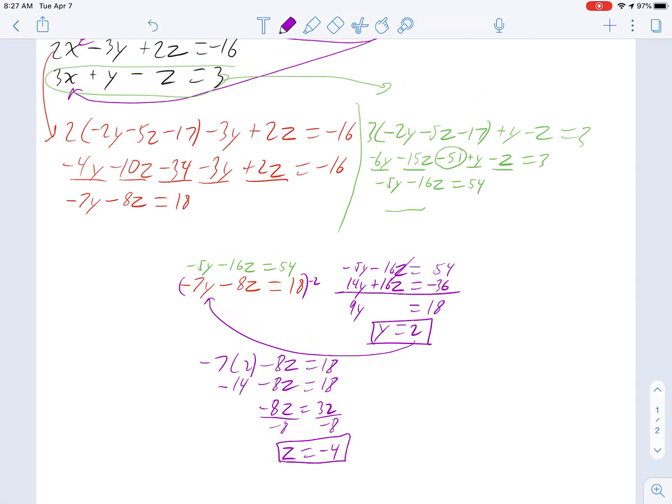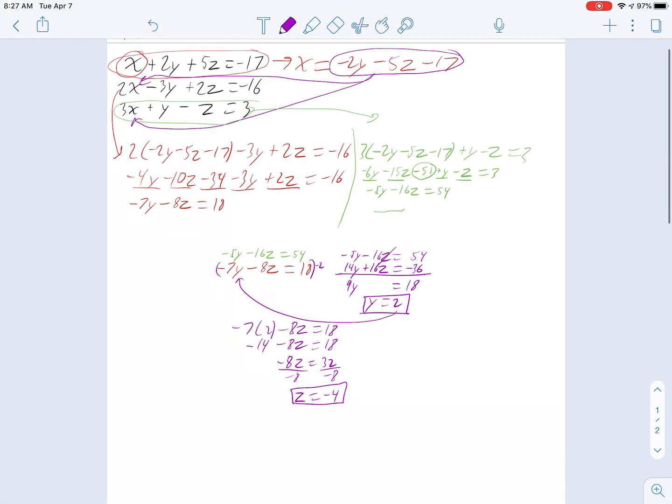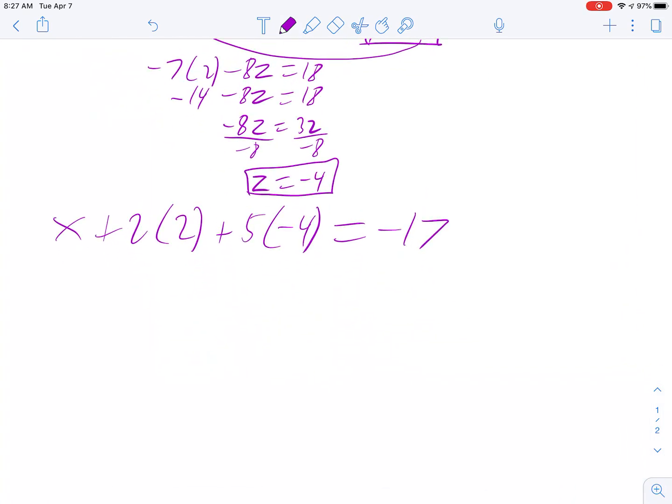And once you've got y and z, we can go back up to the original equation, any one of the original equations for that matter. I'm going to choose the very first one, just again because it's got a single x. So that's going to become x plus 2 times y, which is 2, plus 5 times z, which is negative 4, is equal to negative 17. And then we're going to go ahead and solve that.